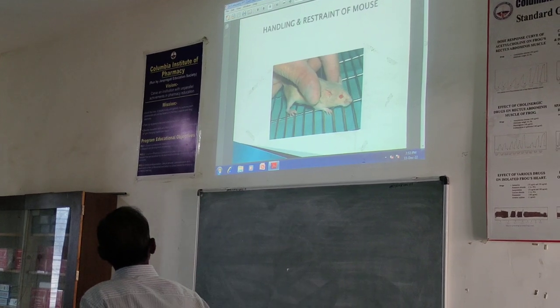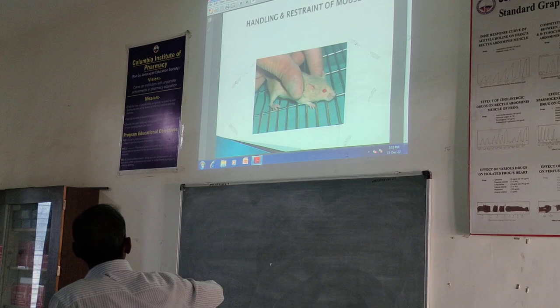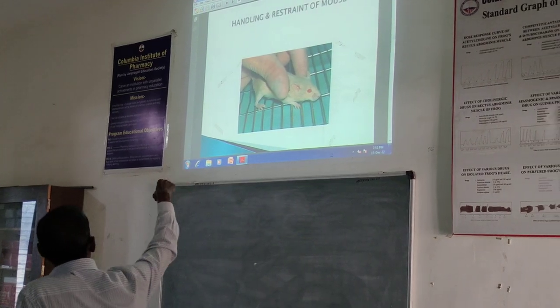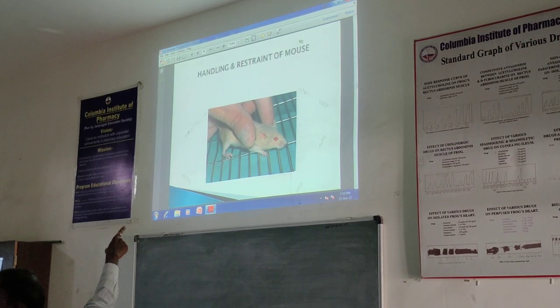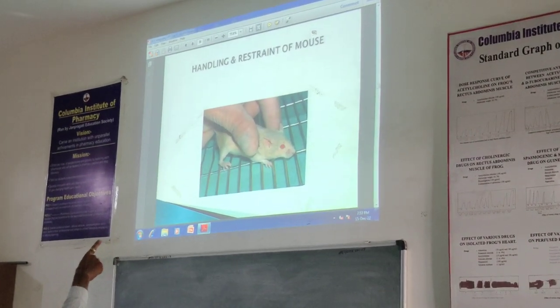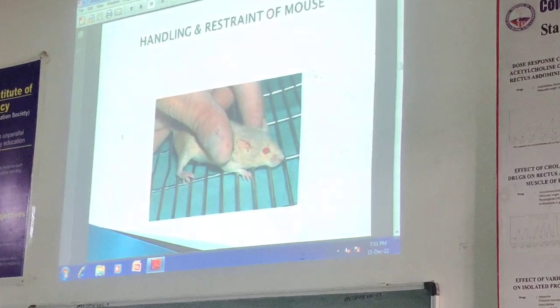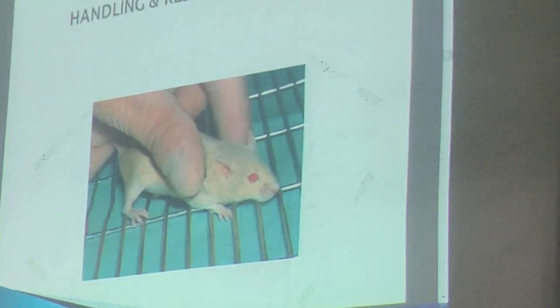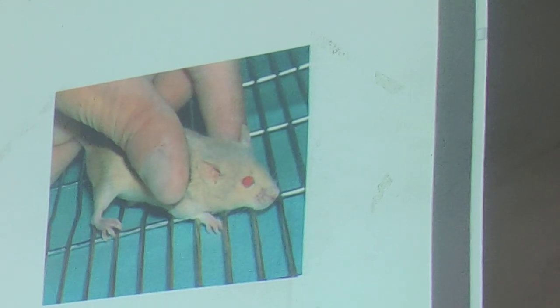This is the restraining method, the handling method. How we have to handle the animal. You see, this is the handling method. Here, the researcher is using two hands. That means the first hand holds the neck portion and the other hand holds the tail.